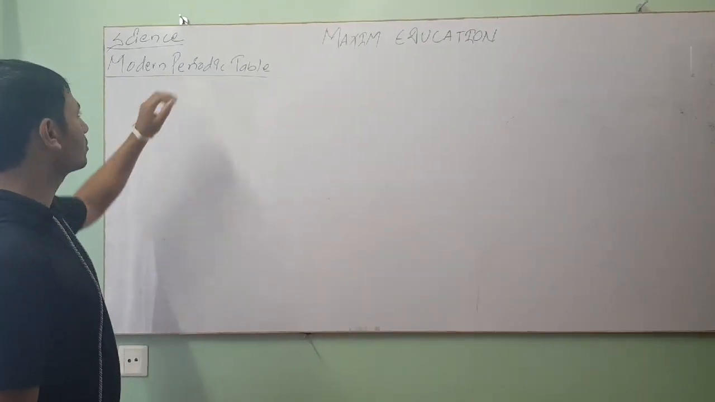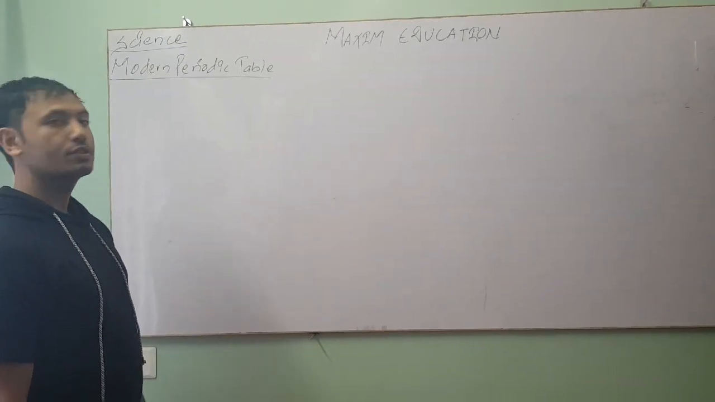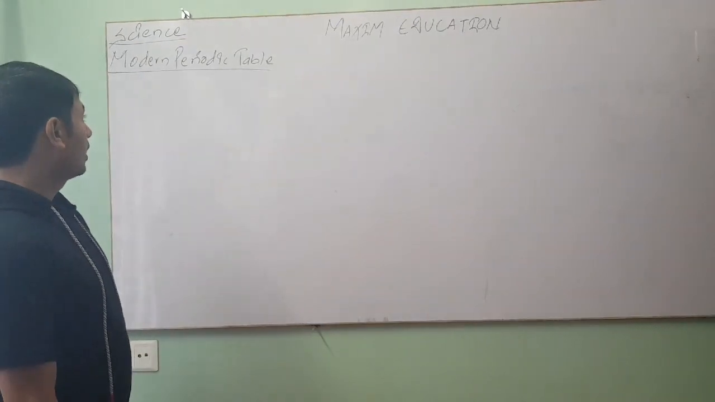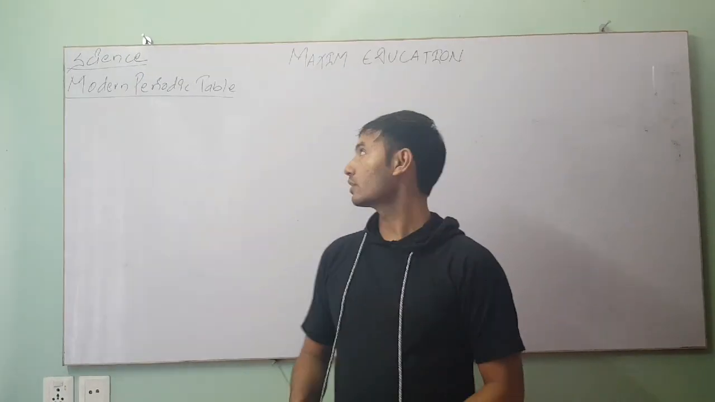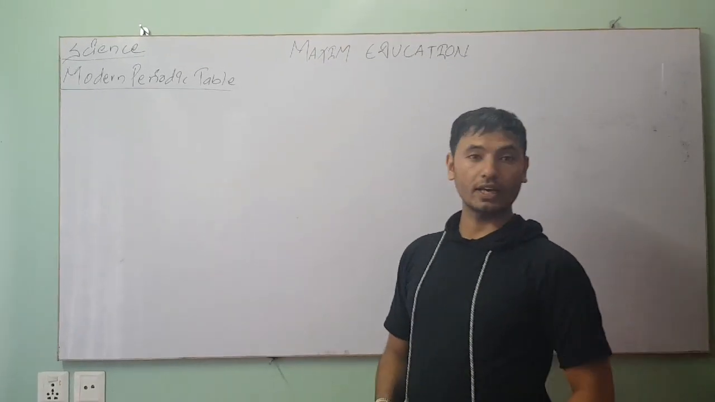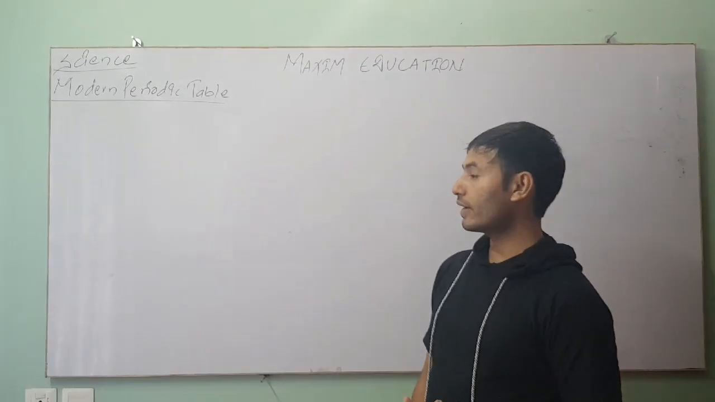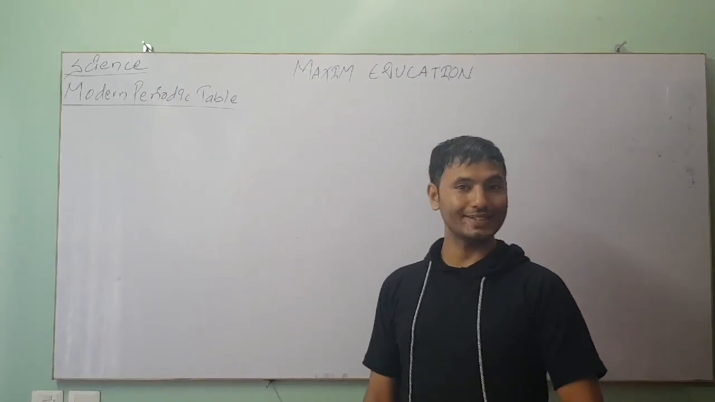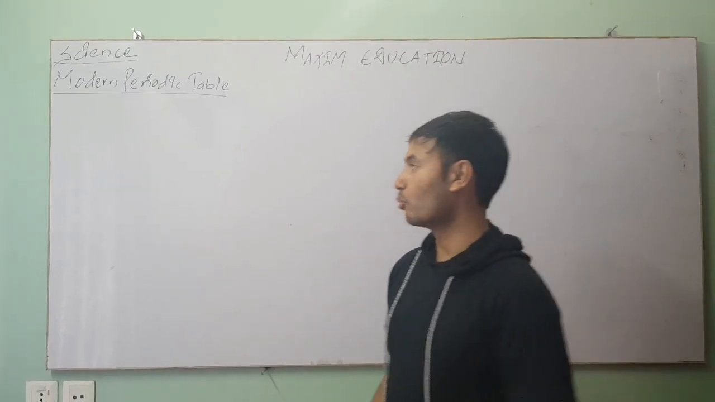Today I'll be talking about the modern periodic table and its properties. After a lot of defects in Mendeleev's periodic table, in 1913, Henry Moseley classified the elements in a new way. He classified about 118 elements in a law which is known as the modern periodic law.